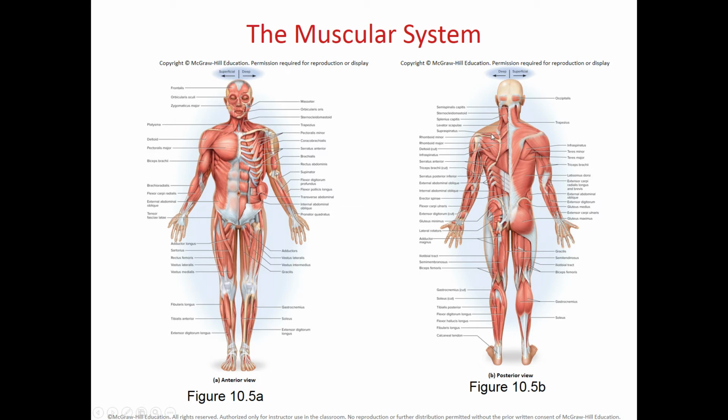This will be the supraspinatus. This is the infraspinatus. Remember, this is the spine of the scapula. And then in here, we have the serratus anterior. All of these muscles in here, these are the serratus posterior inferior. These are the external abdominal oblique. This is the internal abdominal oblique. This is the triceps brachii.